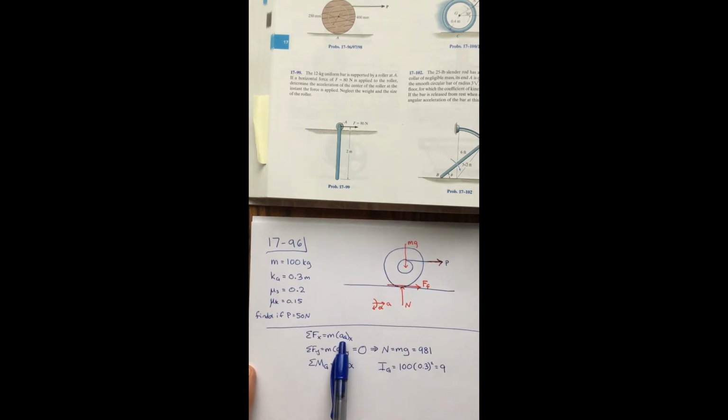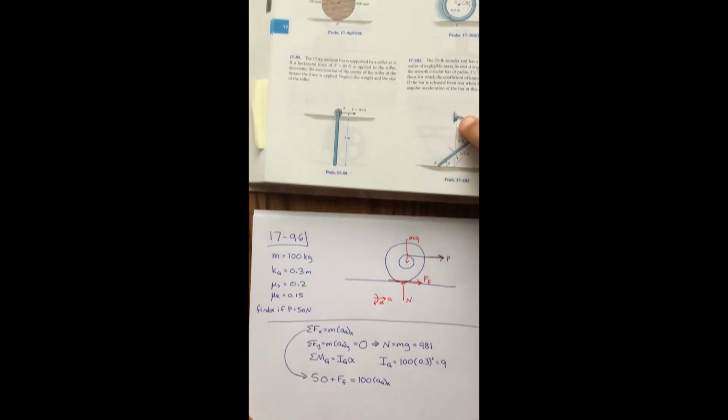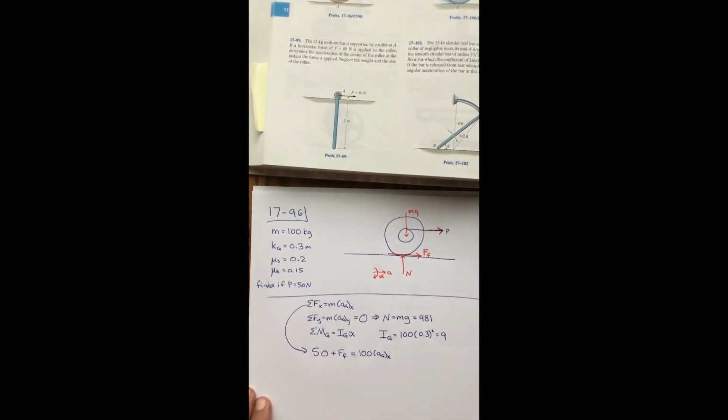Now we can look at the sum of the forces in the x direction. So that's my force P of 50 newtons plus force of friction is equal to mass of 100 kilograms times the x component of the acceleration of the mass center. So I have two unknowns in this equation.